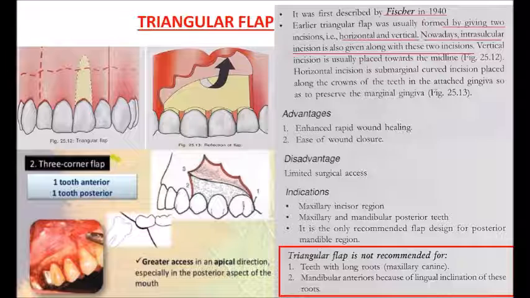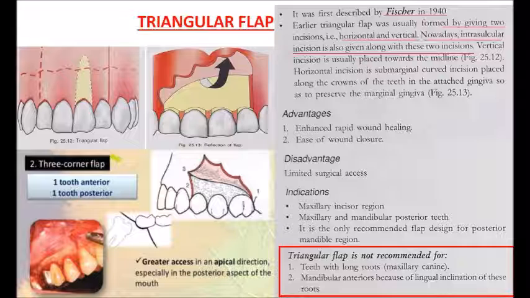Disadvantage is that it has limited surgical access. Okay, so these are the advantages and disadvantages. Now the triangular flap is not recommended for teeth with long roots, that is, for the maxillary canine. Always for the maxillary canine this triangular flap is not recommended, and also for the mandibular anteriors because of the lingual inclination of the roots. So in those 2 cases, this flap is contraindicated.